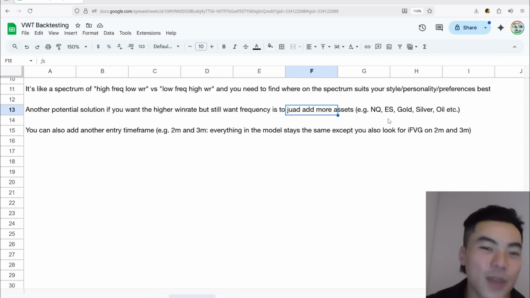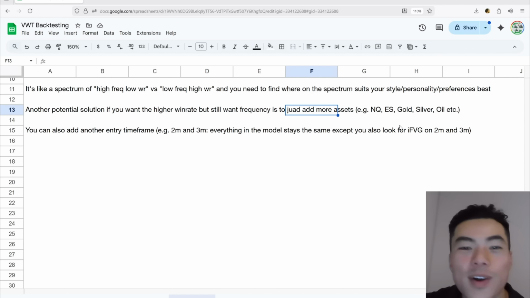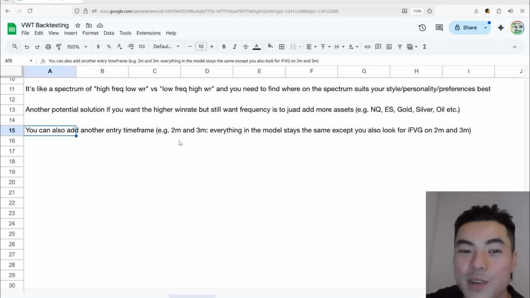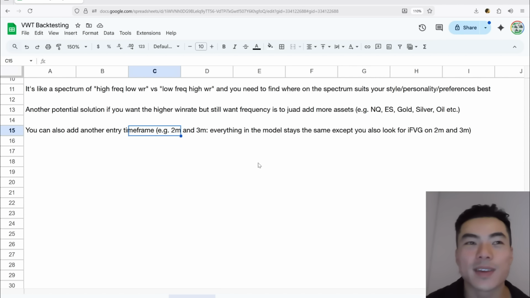Like you can add NQ, ES, gold, silver, oil, Forex, like euro dollar. So you can artificially increase frequency that way, while still having all these confluences. You can also add another entry time frame, which I might look into. So for example, you can add the 2-minute and the 3-minute entry time frame, meaning everything else in the model stays the exact same. You're still looking for 1 hour points of interest from virgin wicks. But you can look for inverse fair value gaps on the 1 minute, the 2-minute, and the 3-minute.